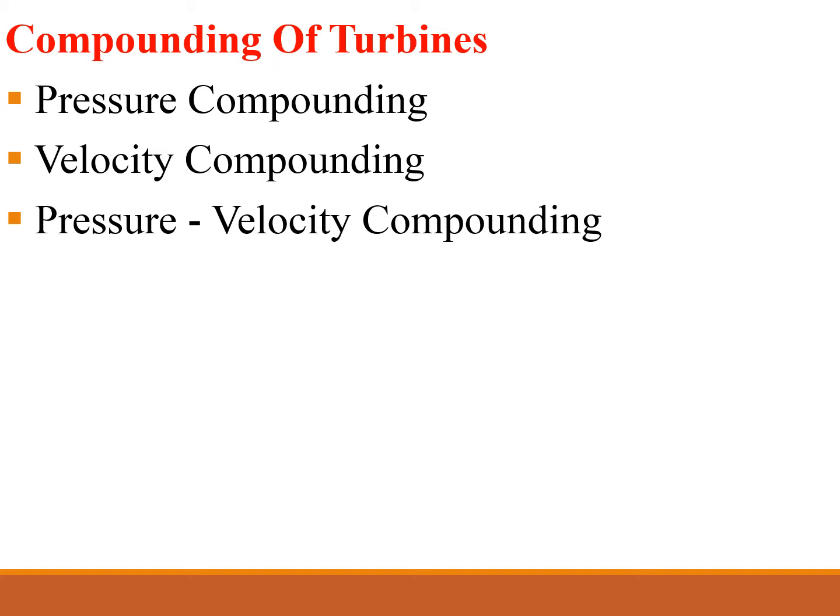Several methods are used to reduce this high rotary speed. One method consists of multiple systems of rotors in series, keyed on a common shaft, and the steam pressure or steam velocity is absorbed in stages as it flows over the rotor blades. This is known as compounding. Methods of compounding: pressure compounding, velocity compounding, and pressure-velocity compounding.